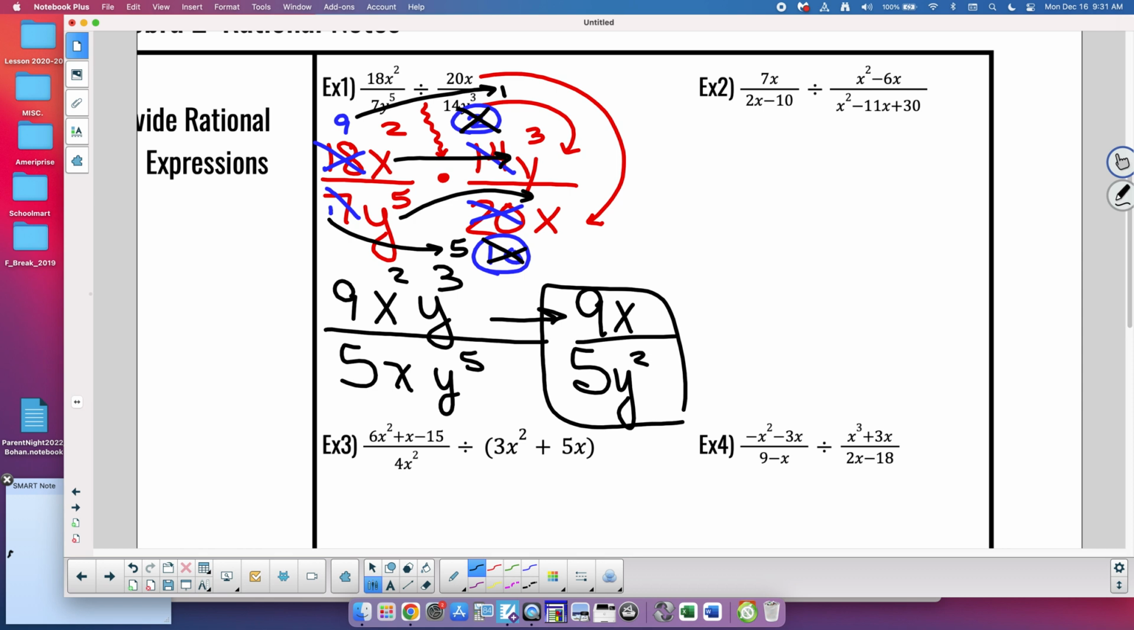Okay. Here we go. Guess what? Monomial, binomial, binomial, trinomial, trinomial. Okay. The two binomials, are they identical? Not even close. Guess what? Start factoring. Here we go.